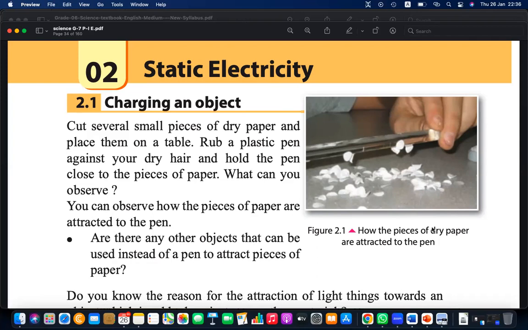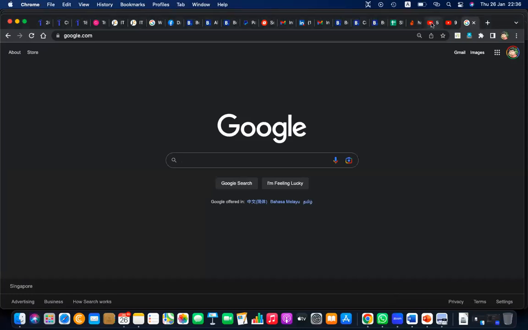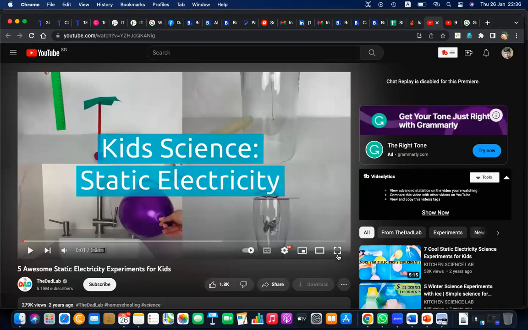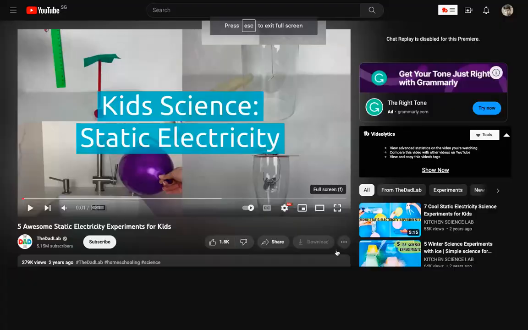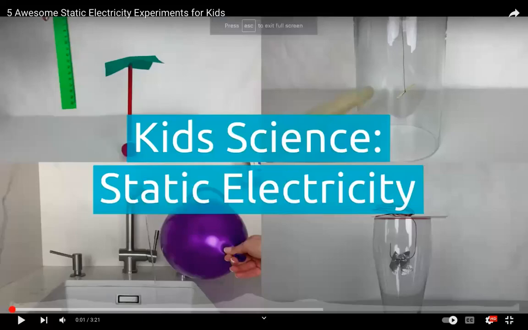Have you seen small papers being attracted? So there is a property, right? It can attract small things. Okay, so let me show an interesting video to you before we begin. This is from YouTube, but still it's a very important one, because you can do these experiments at home. So let's see them first.